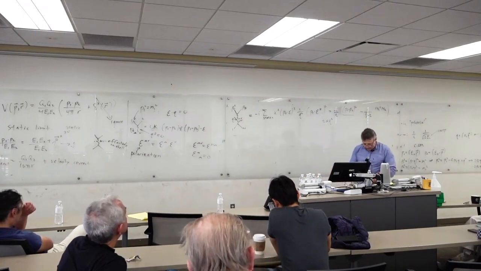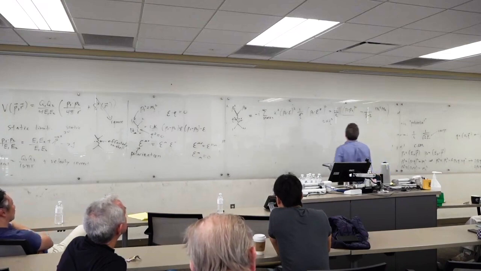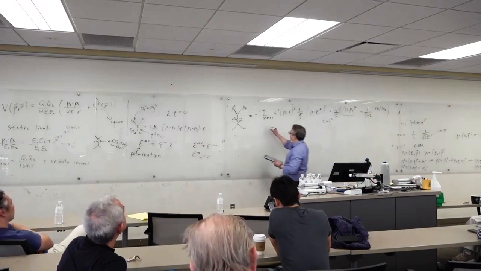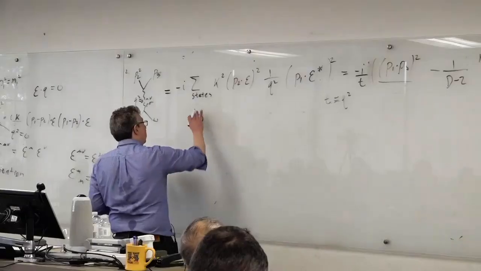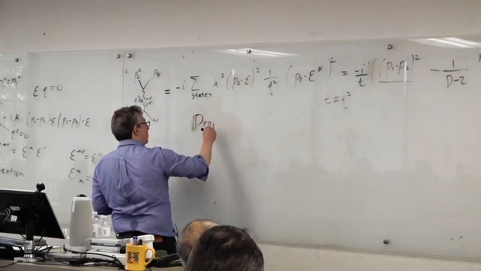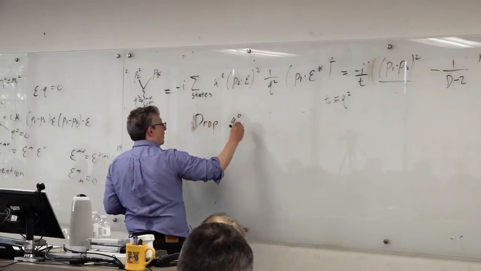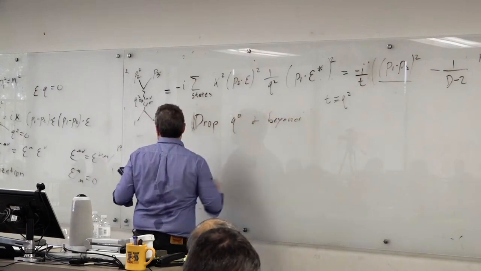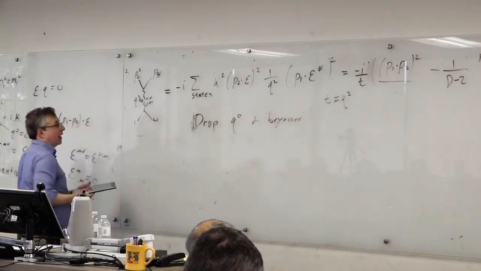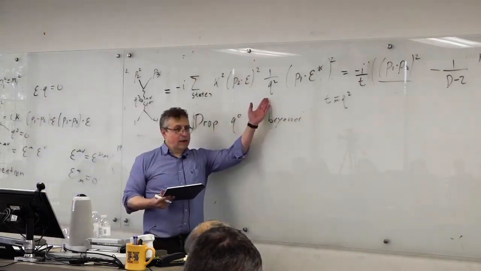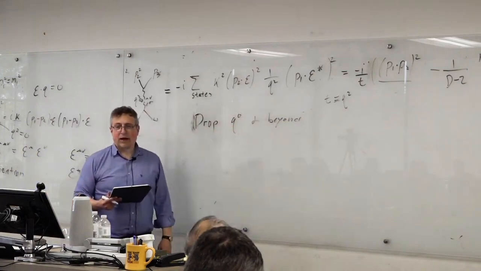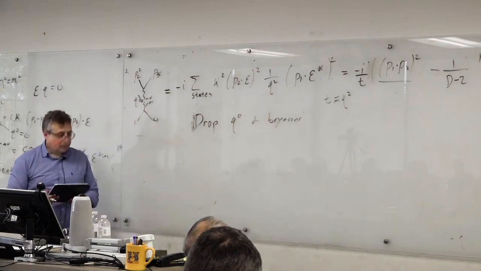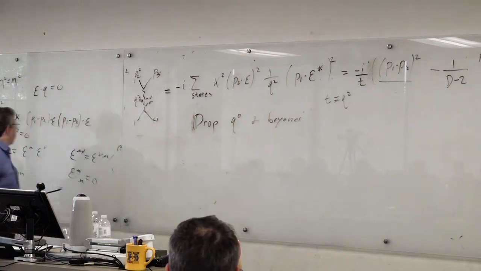So now what do we do? Well, we want to ignore or drop q to the 0 and beyond. I anyway dropped it already. So anything without this 1 over q squared, I'm not interested in that. That's some contact term, the delta function. I'm not interested in that.